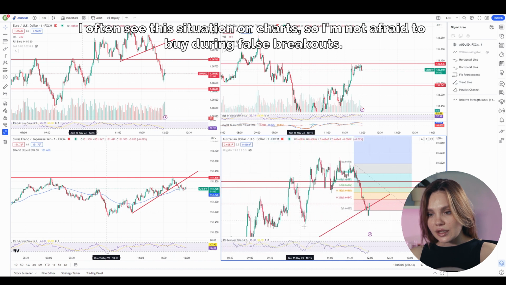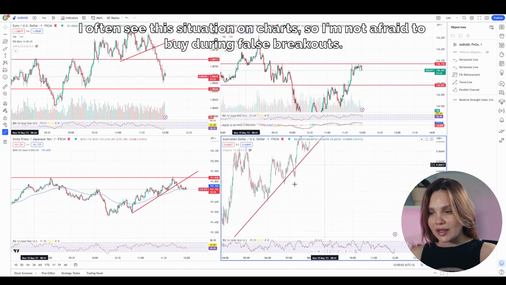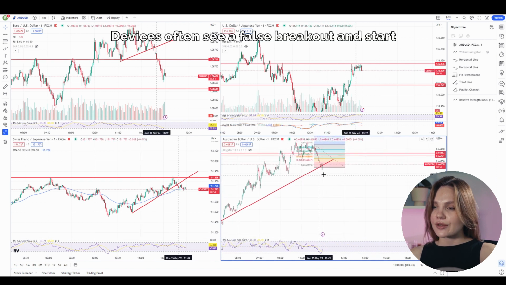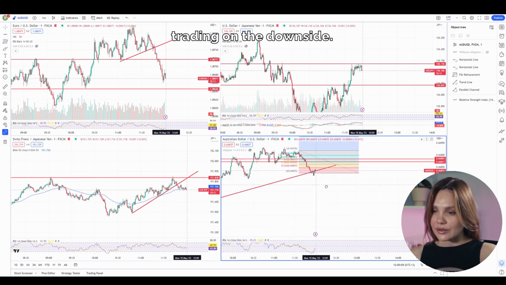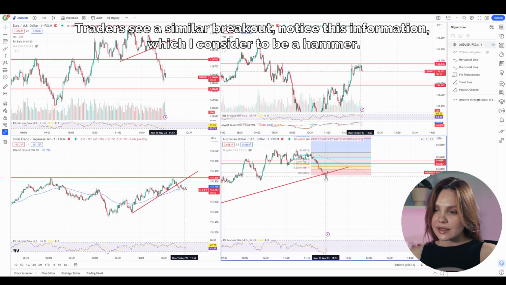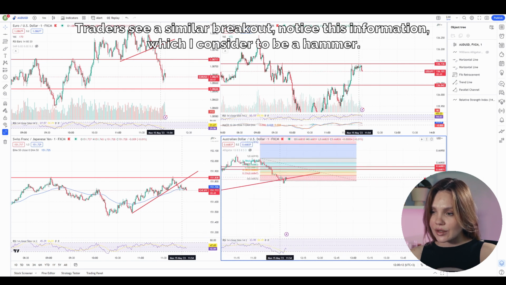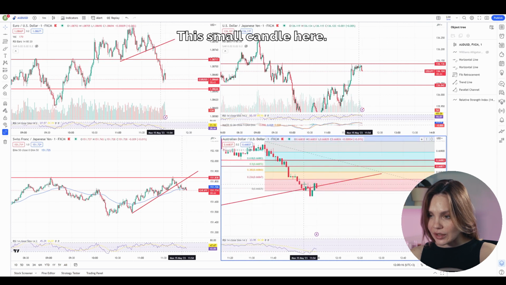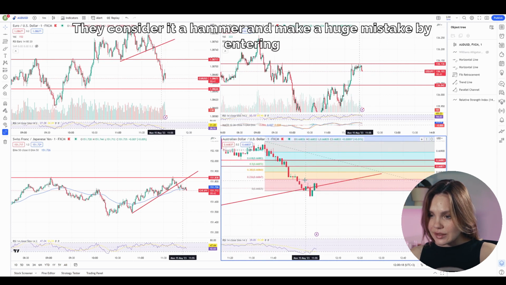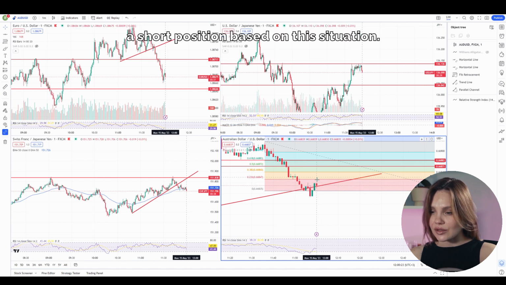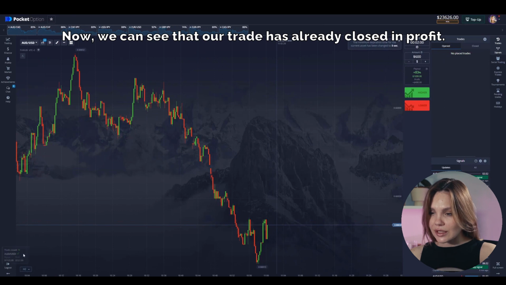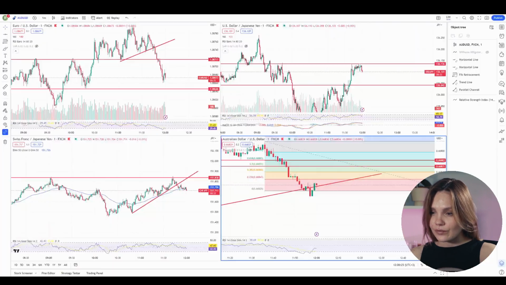I often see the situation on charts, so I'm not afraid to buy during false breakouts. Novices often see a false breakout and start trading on the downside. Traders see a similar breakout, notice this formation, which I consider to be a hammer, the small candle here. They consider it a hammer and make a huge mistake by entering a short position based on this situation. Now, we can see that our trade has already closed in profit.